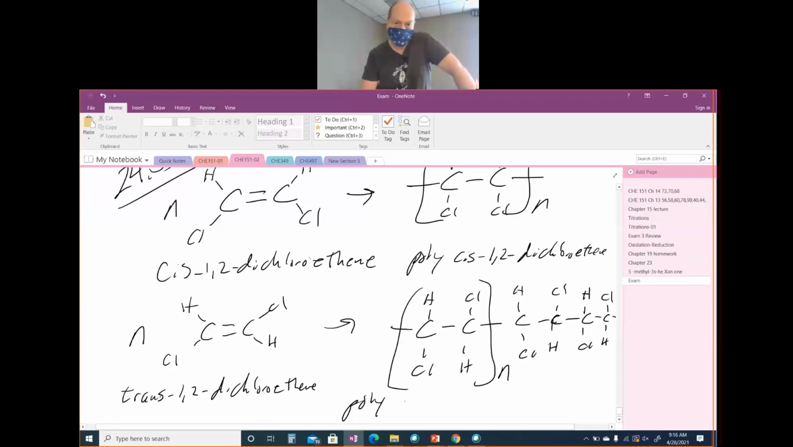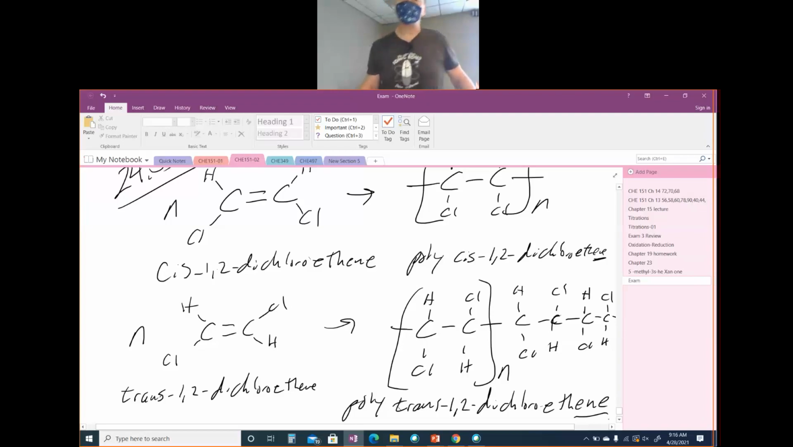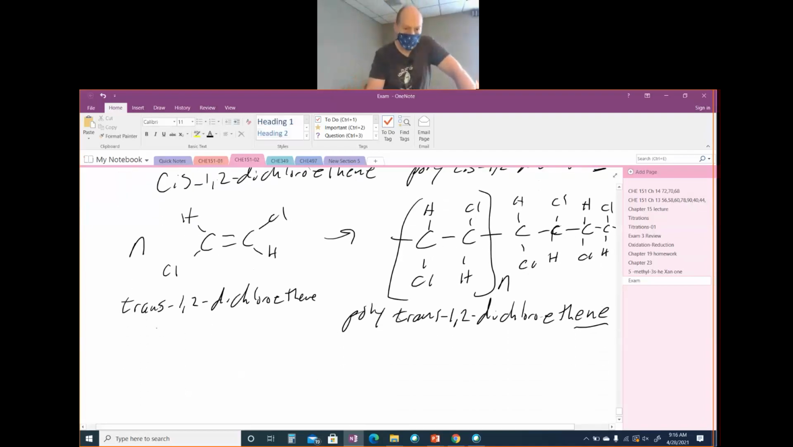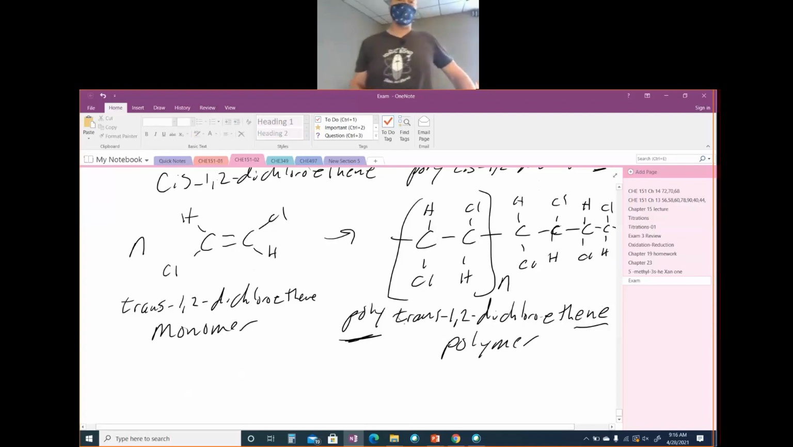It's a little misleading because it still says dichloroethene. It has not got a double bond. It is a polymer. That's why it says poly out in front. So poly trans 1,2-dichloroethene. It does say ethene because that's how you name a polymer. You name the polymer by simply putting poly in front of the monomer name. So this is the monomer, and this is the polymer. To name a polymer, you simply put the word poly in front of the monomer name.